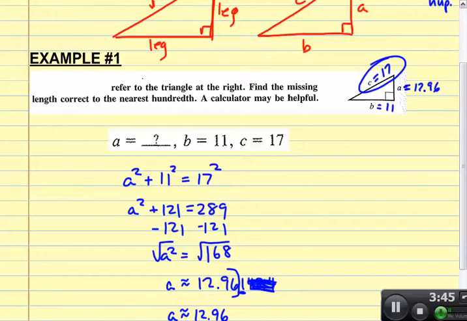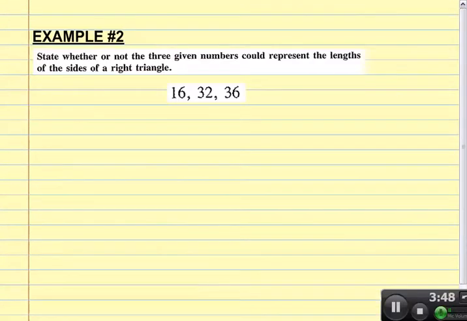Let's look at the next one. If you have a right triangle, you know that A squared plus B squared equals C squared. But also the converse is true. If A squared plus B squared does equal C squared, then it is a right triangle. So here's the longest side, so we're going to call that C, and these are A and B. Let's see if this is true: 16 squared plus 32 squared, does it equal 36 squared?